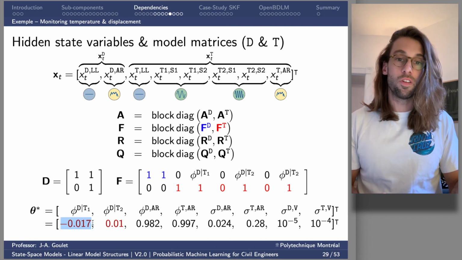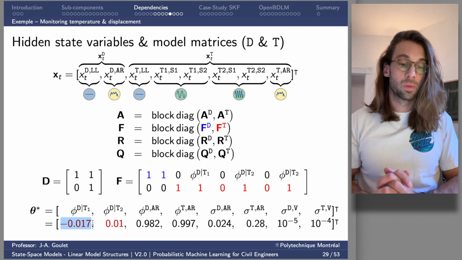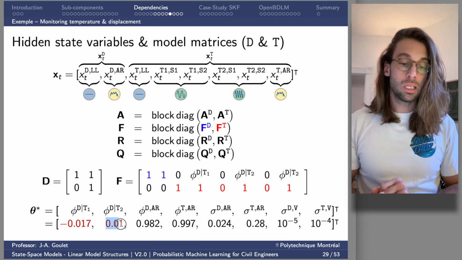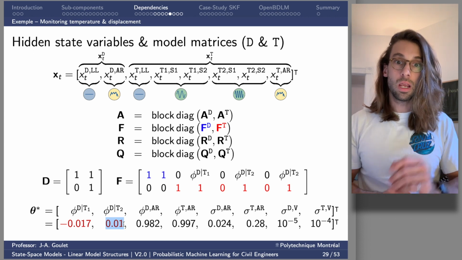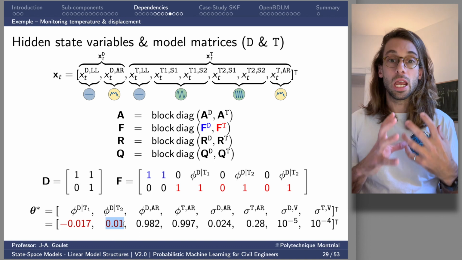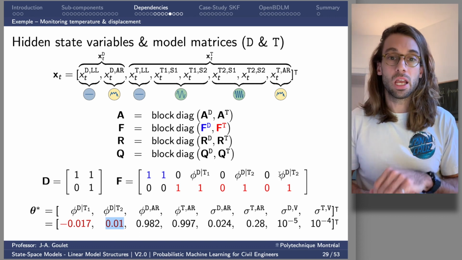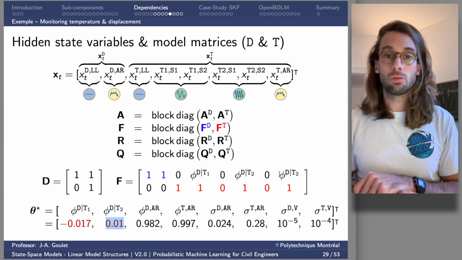We have a negative coefficient that corresponds to the dynamics we've observed visually in the data. But for the short term, we see a positive value. What does it mean? It means that the short-term effects, so the daily variation in the temperature, as well as the autoregression, which also represents daily variation, are positively correlated.